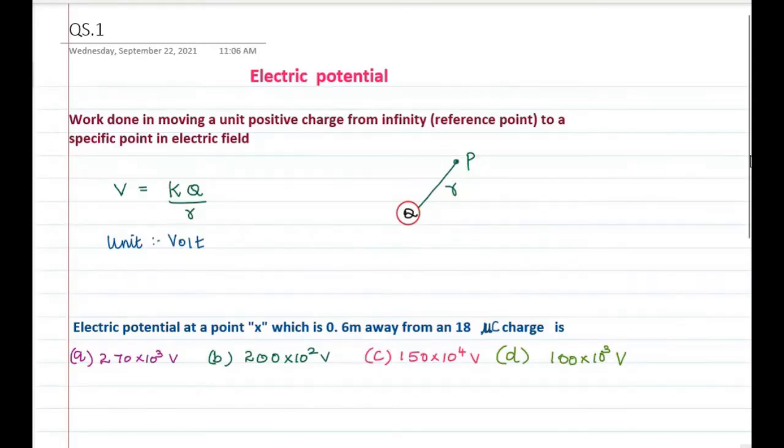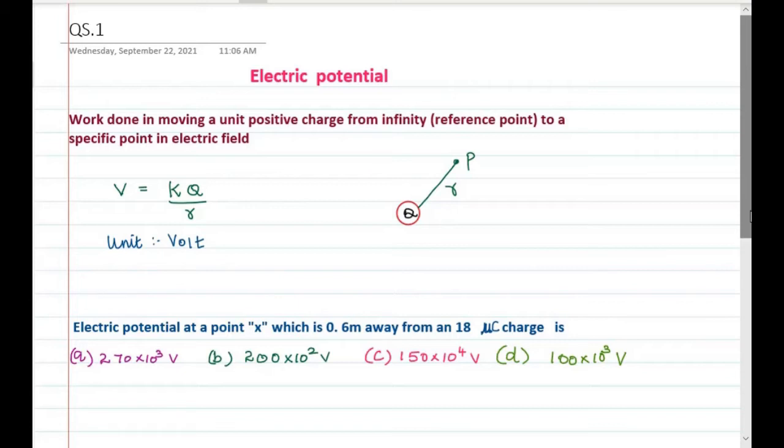Question on electric potential. So first we'll see what electric potential is. It is the amount of work done in moving a unit positive charge from infinity to a specific point in an electric field. So it is the amount of work done in moving a charge from a reference point to a specific point. So we consider a positive charge Q.